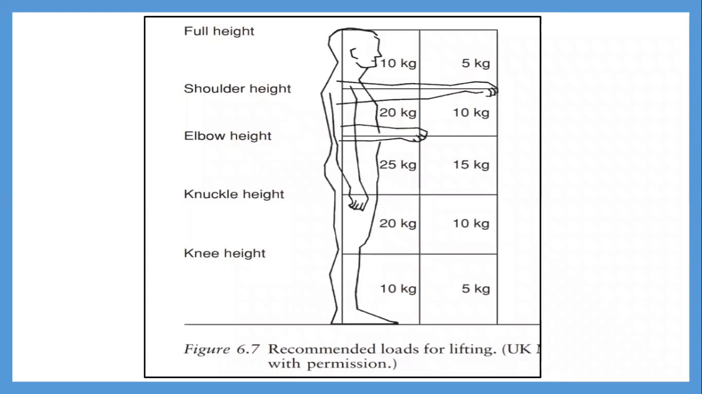So as you can see on Figure 6.7, these are the recommended loads for lifting. So within our knee height, the acceptable load during lifting would be between 5 kilograms and 10 kilograms. For the knuckle height, it should be between 10 kilograms and 20 kilograms. For the elbow height, it should be between 15 kilograms and 25 kilograms. For shoulder height, the recommended load should be between 10 kilograms and 20 kilograms. And finally, for the full height, the recommended load would be 5 kilograms to 10 kilograms.